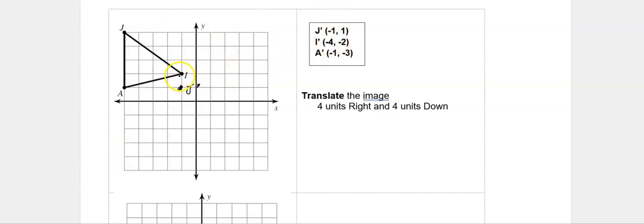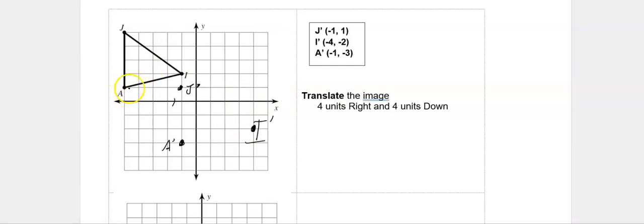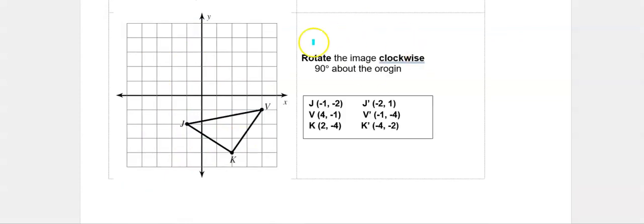So the next one would be I. So I, we're just going to count again 4 units right. So 1, 2, 3, 4, and then 4 units down. 1, 2, 3, 4. So we're right here at this position. So when we count from the A, we want to go 1, 2, 3, 4. So we're going to the right and down 4. 1, 2, 3, 4. And that's why we're at the position of -1, -3. Now we're just going to go ahead and connect those points, which we have 3 sides. Now our next image is then dependent upon that table.